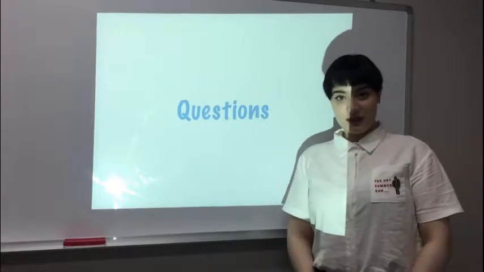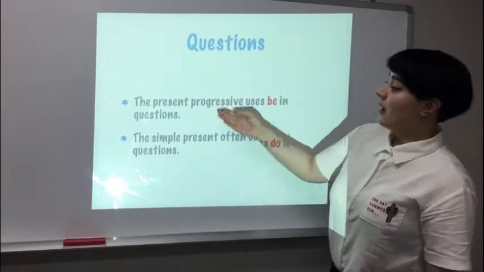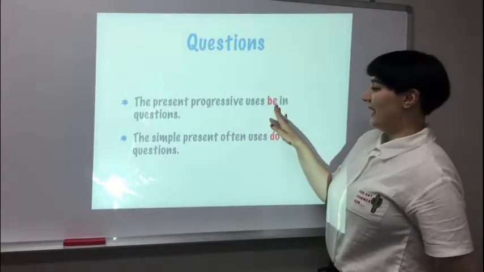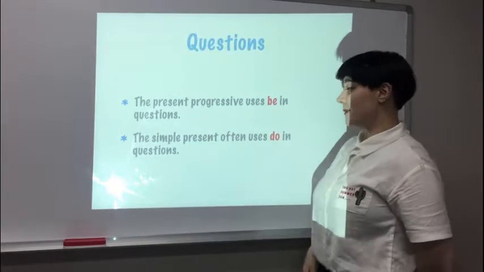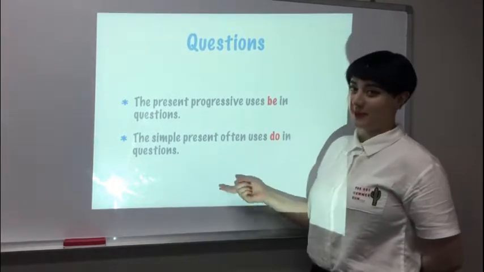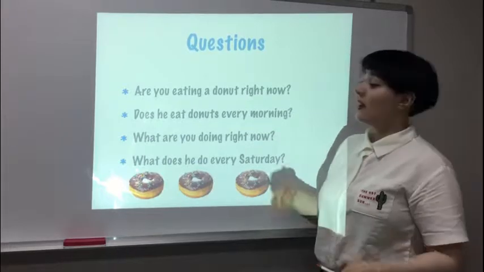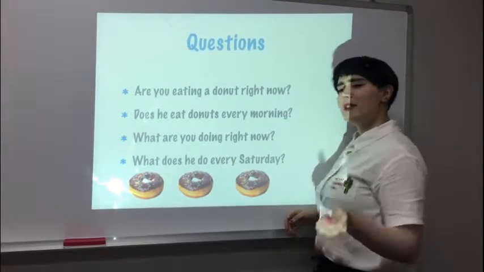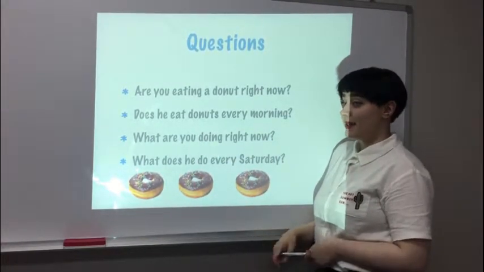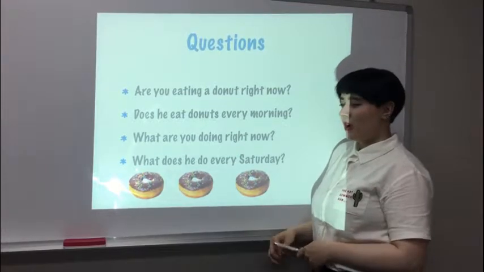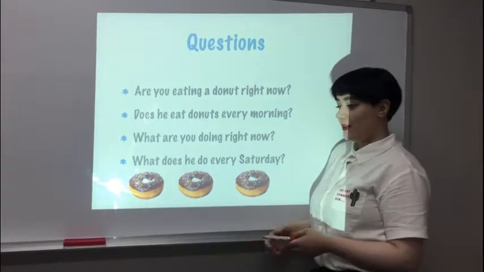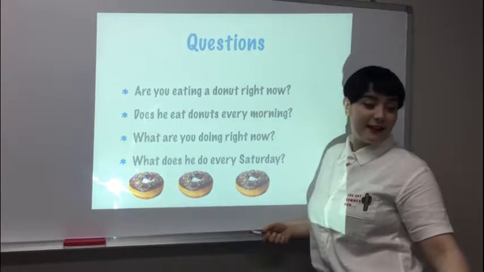Then let's take a look at questions. The present progressive uses be in questions, and the simple present often uses do in questions. For example, are you eating a donut right now? Does he eat donuts every day? What are you doing right now? What does she do every Saturday?